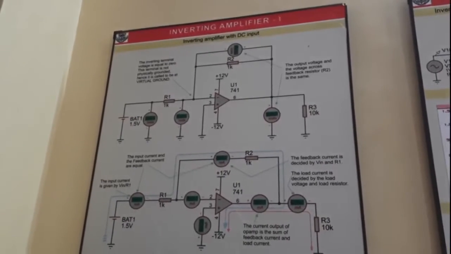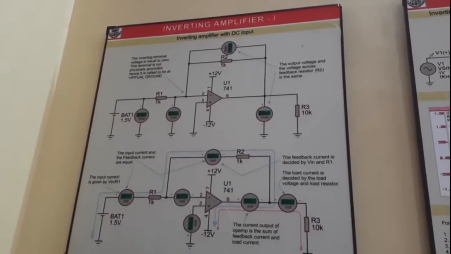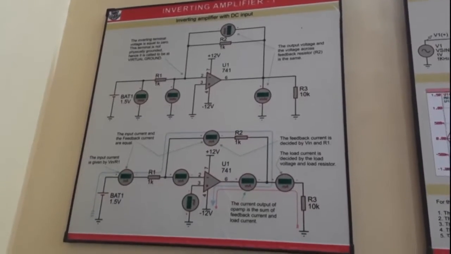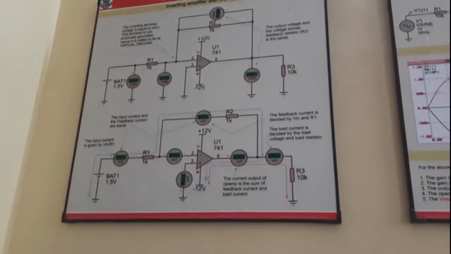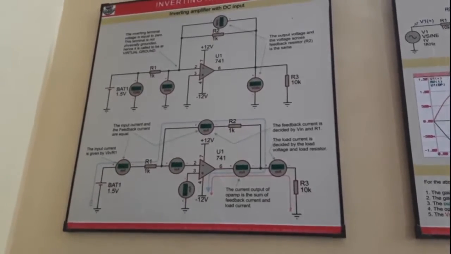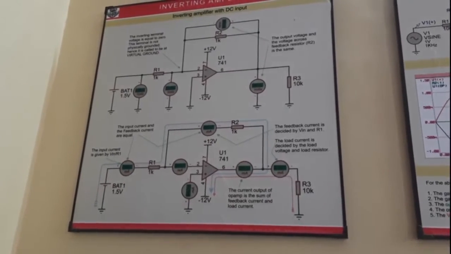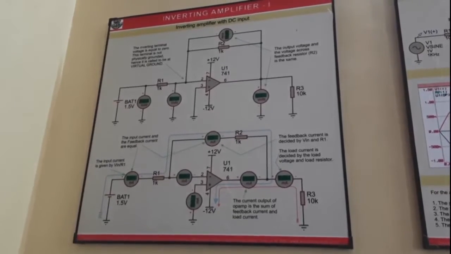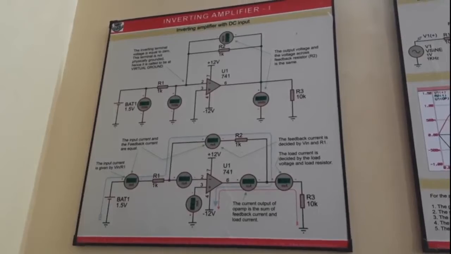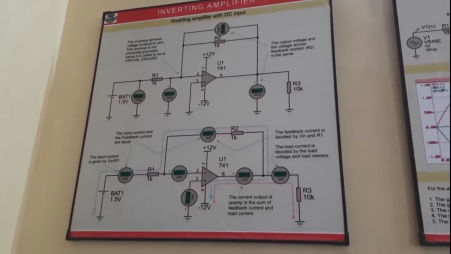The gain of the inverting amplifier depends upon the feedback resistance R2 and R1. That is, since it is an inverting amplifier, the output is negative. So we get minus R2 upon R1 as the gain of the amplifier.